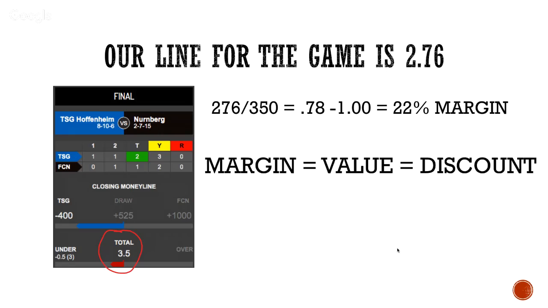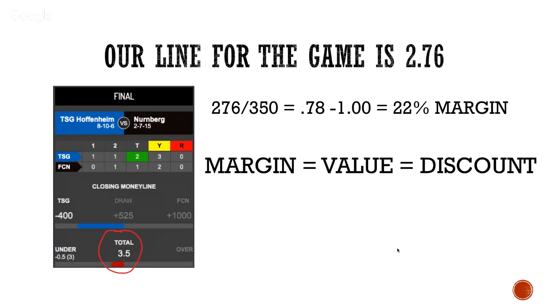A lot of people refer to margin as value, and in better layman's terms, it would be discount. So here's how we look at this game from a handicapping perspective. Okay, our line is 276. The line given to us is 3.5. So there's a 22% difference. That's a pretty good margin.